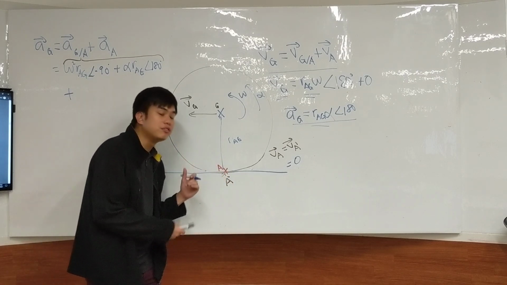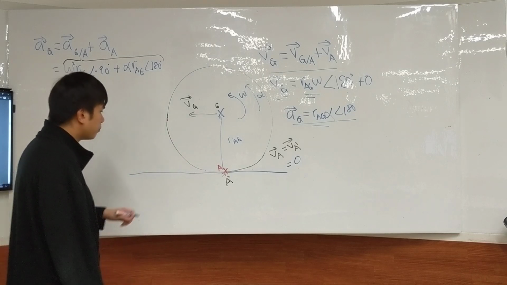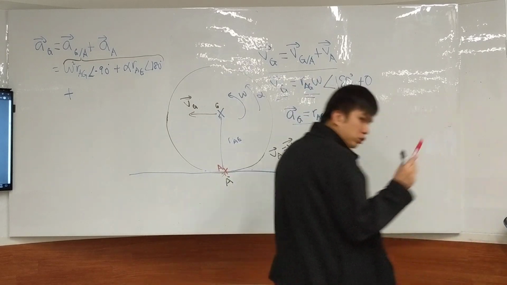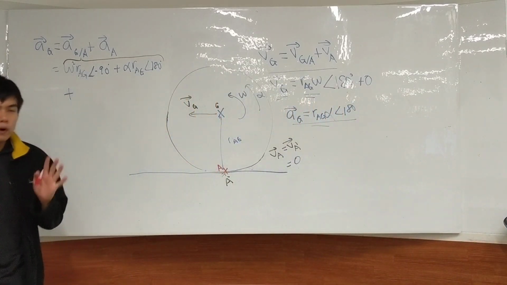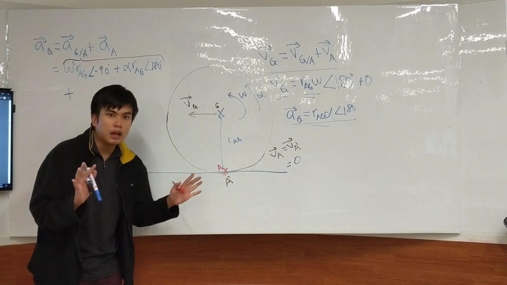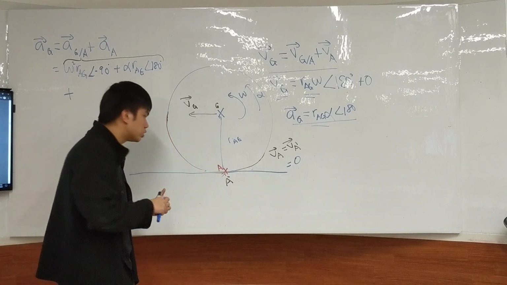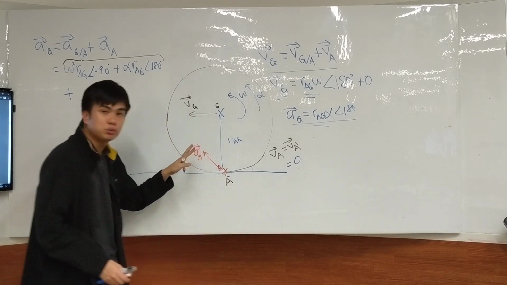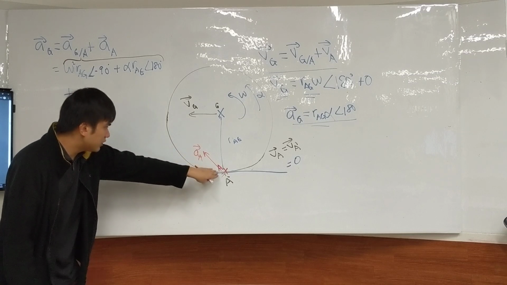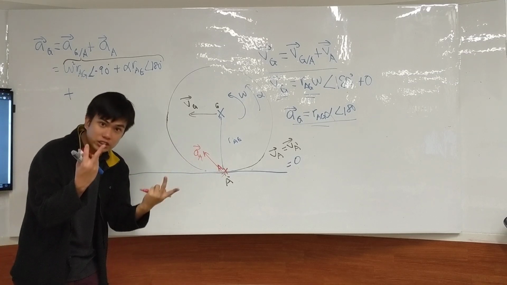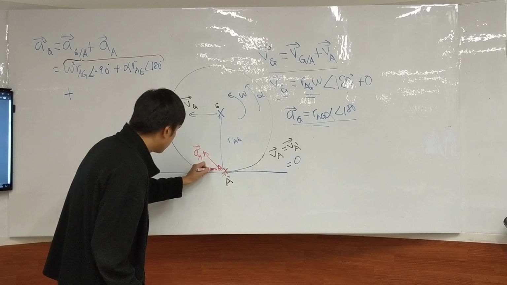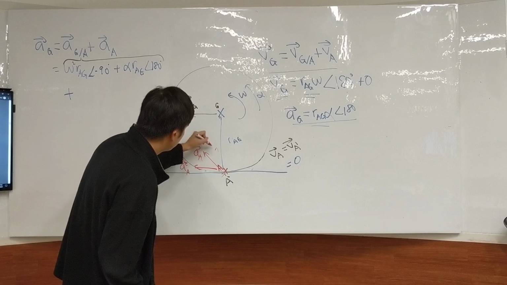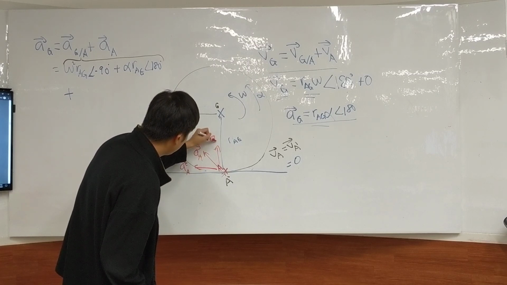Let's take a detour first and just take a look at why it is so. Let's assume this situation. Assume that we do not know the direction of the acceleration of A and we don't know the magnitude. So we just simply assume that the acceleration of A is in this direction. If so, we can split it into two directions: here, which is AAT, and here, which is AAN.